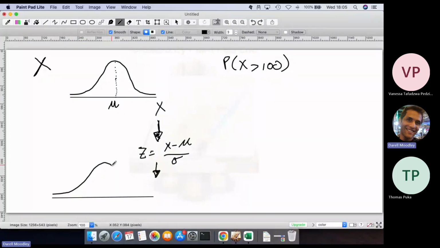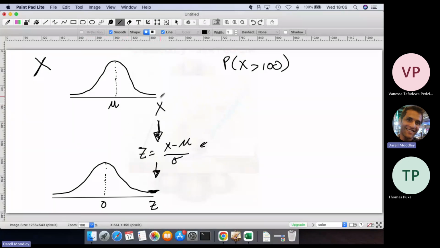Now you've converted x to z. You're no longer dealing with x on the horizontal axis, it's z, because you use this formula here to go from x to z, and now you can find the probability that you're looking for. Right, that's the process we covered last week.